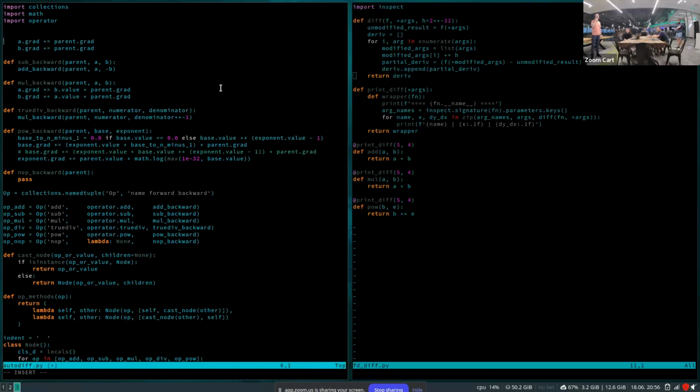Let's say we have an addition operation here. We're not changing one gradient here, because we have a parent node and two child nodes. We're changing the gradient of both of the children. Each of the children has its gradient changed.